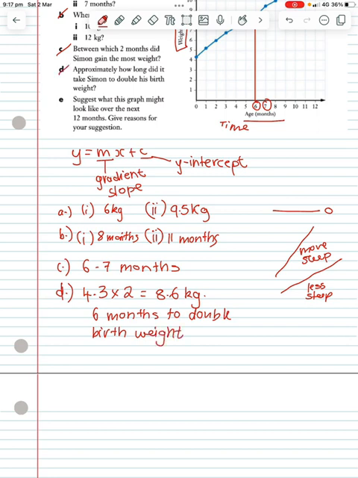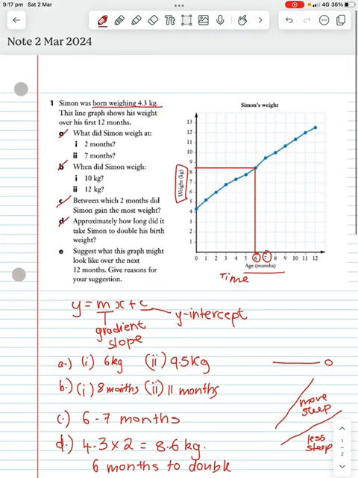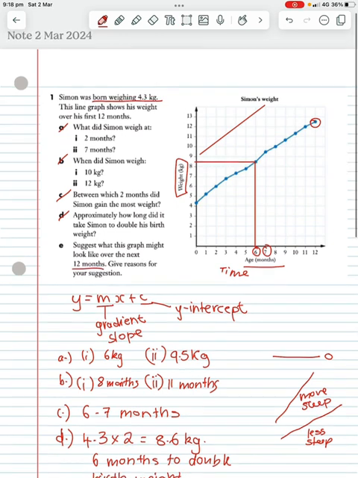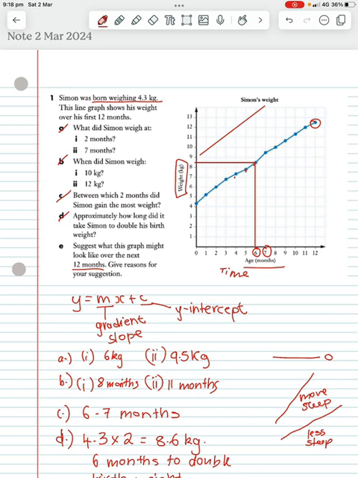And finally, I'm not going to write this out, but suggest what this graph might look like over the next 12 months. Give your reasons for your suggestions. It's a baby who, by here, is only 1 year old, so it's probably going to keep going up. It depends how much detail you want to go into. It might show a few little drops because this baby's probably going to start running, become a toddler, become more active. But generally it's going to have this continuous rise for the next 12 months. There might be times when it slows down a little bit every now and again.